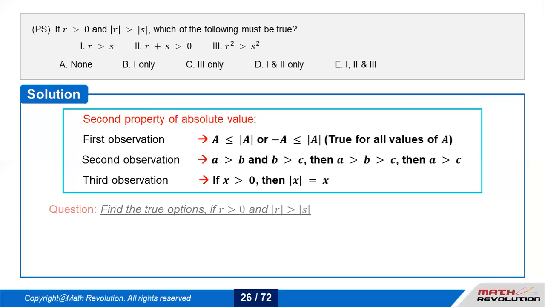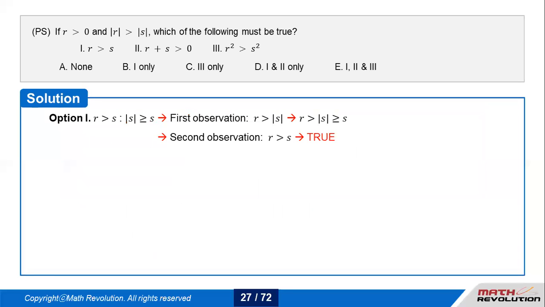So now how to apply this particular property? Let's see the first observation, which says R is greater than 0. If R is greater than 0, then modulus of R will become R. And now modulus of R is already greater than modulus of S. And modulus of S will be definitely greater than or equal to S. It can be greater than or it can be equal also. So if we combine this inequality, we get R is greater than S, which is true. So the first option is true.